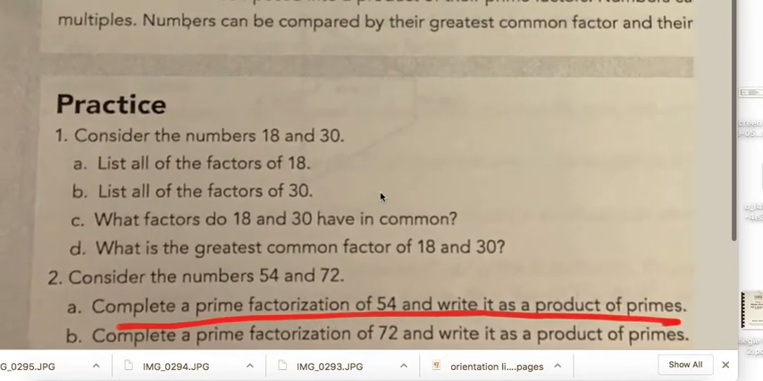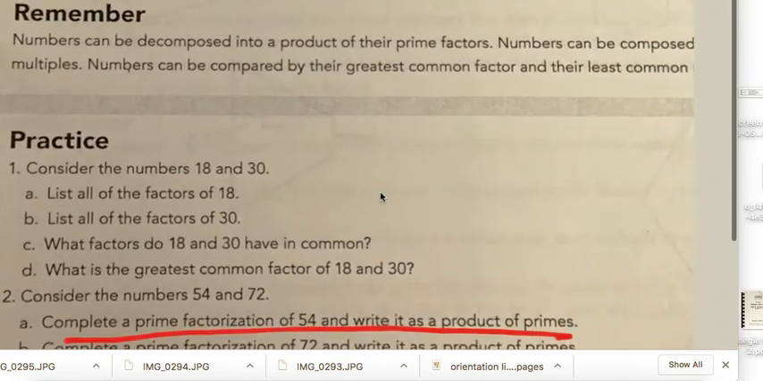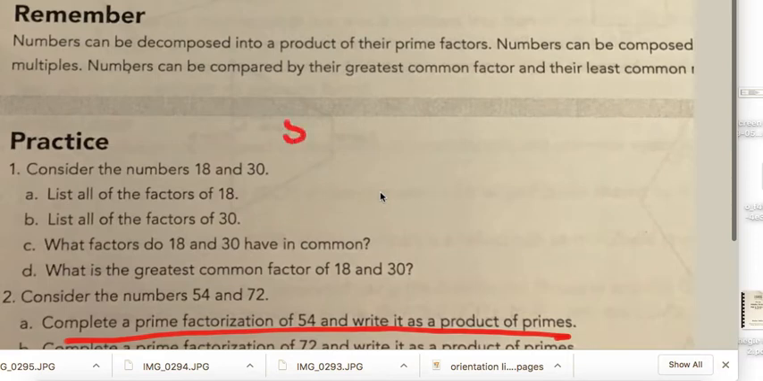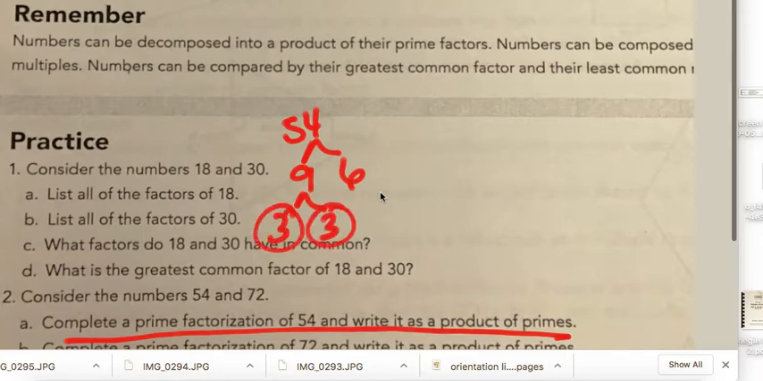Okay, part A. So I'm going to do that. I'm going to write 54 and do the factor tree. So I have 9 and 6, which give me 54. Those are not prime. I can break that 9 down to 3 and 3. 6 can be broken down to 2 and 3, and those are all prime numbers.